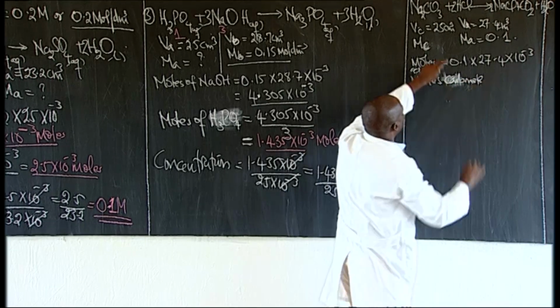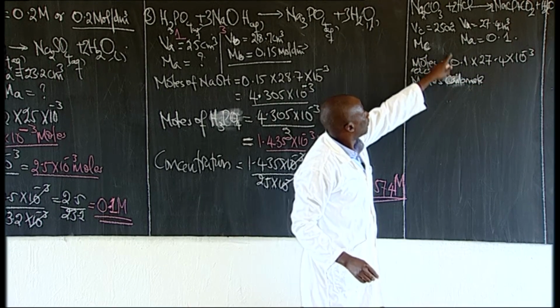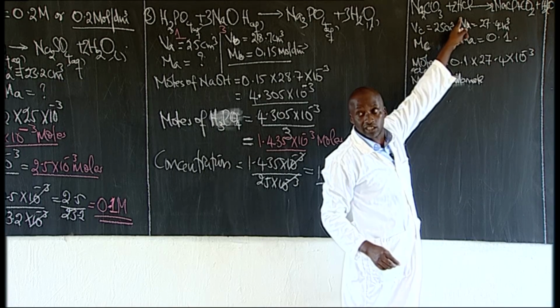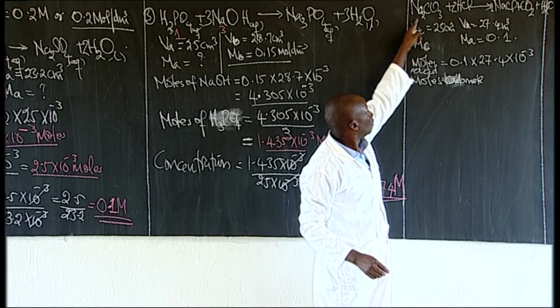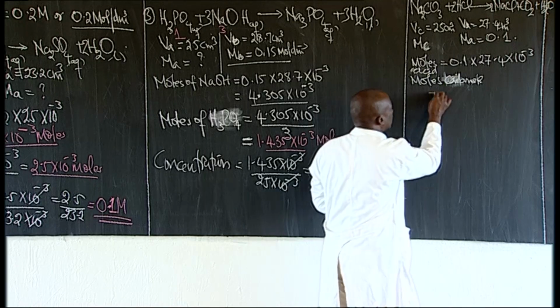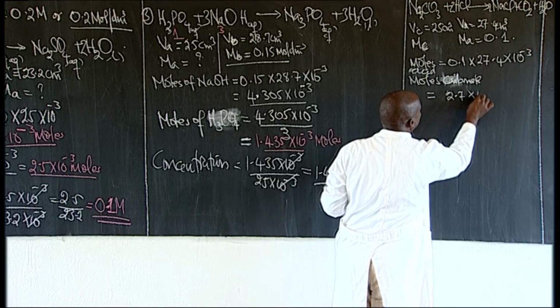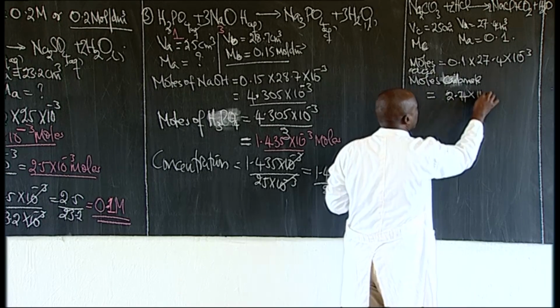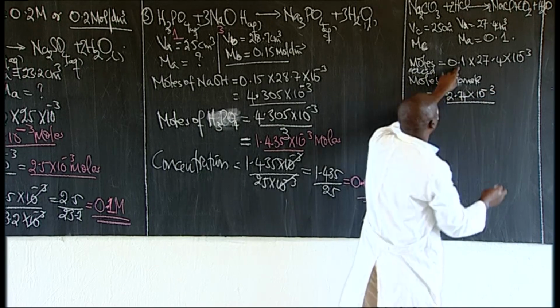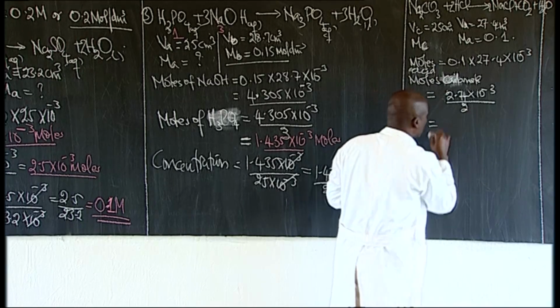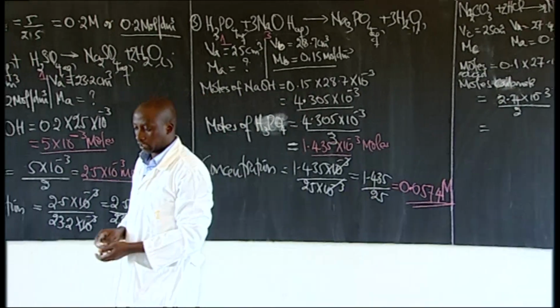Next here, what do we get? So from the reaction, we started with the acid. So the moles of the carbonate will be a half. So this will be 2.74 times 10 to power negative 3 divided by 2. So that is the answer that you need.